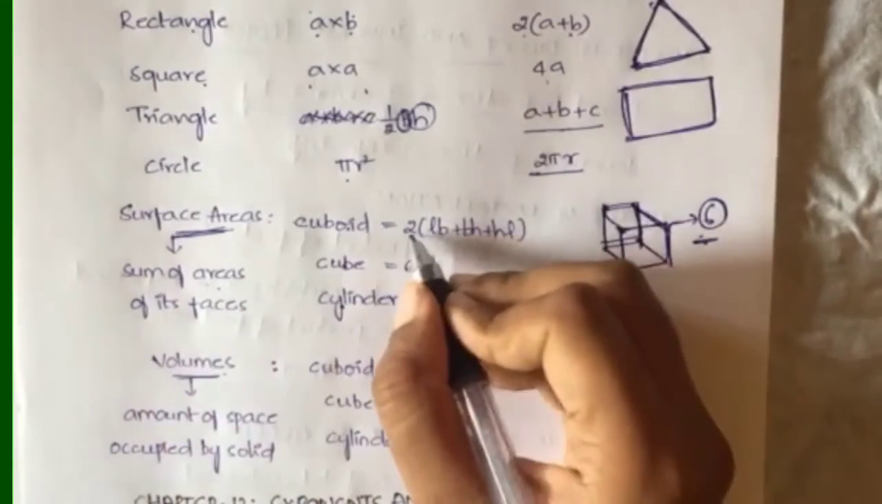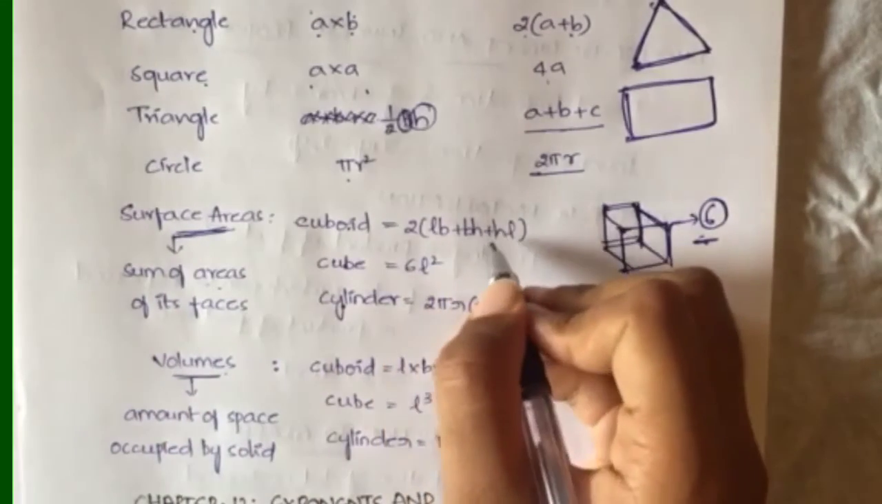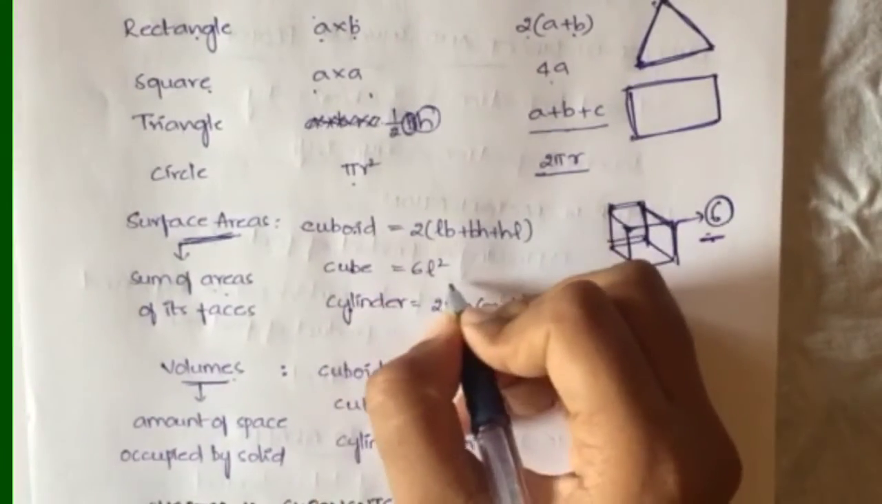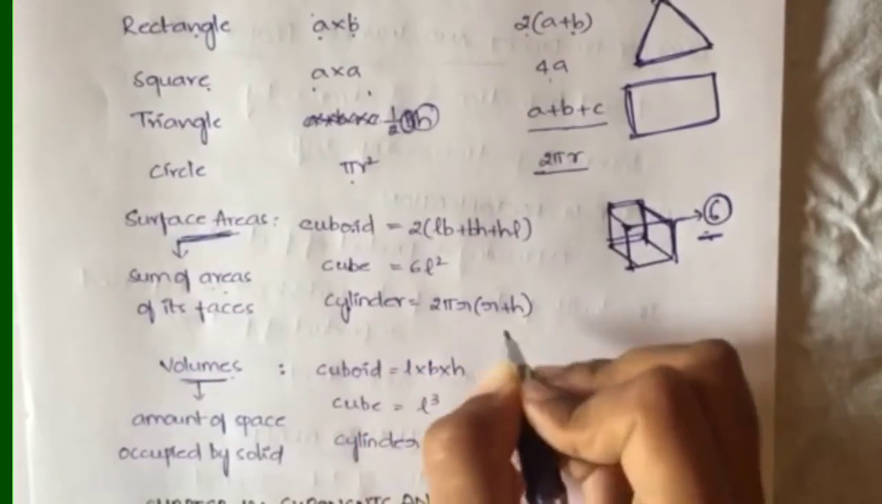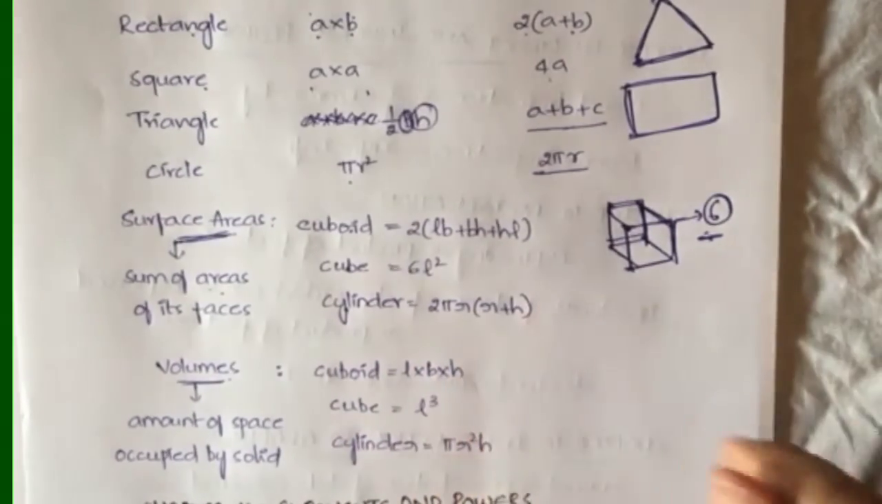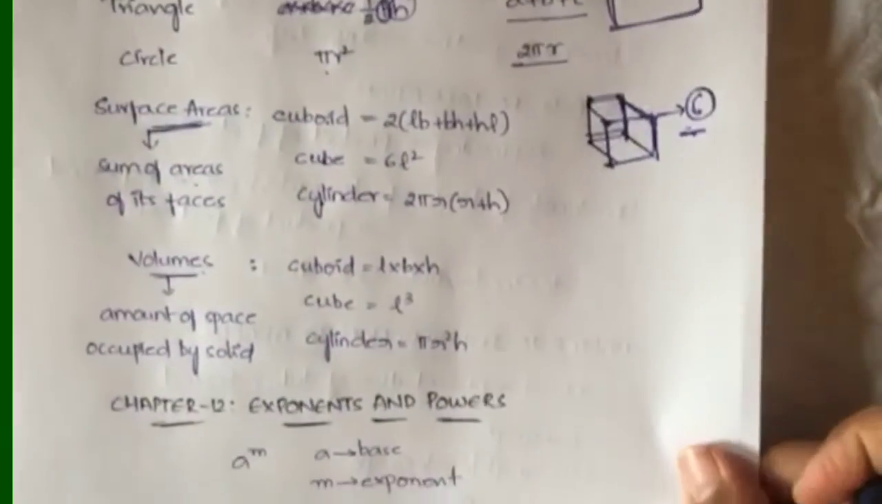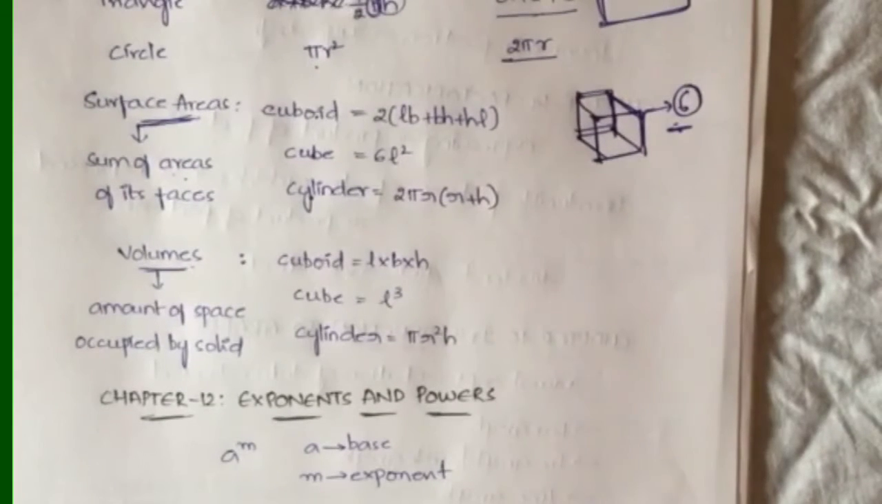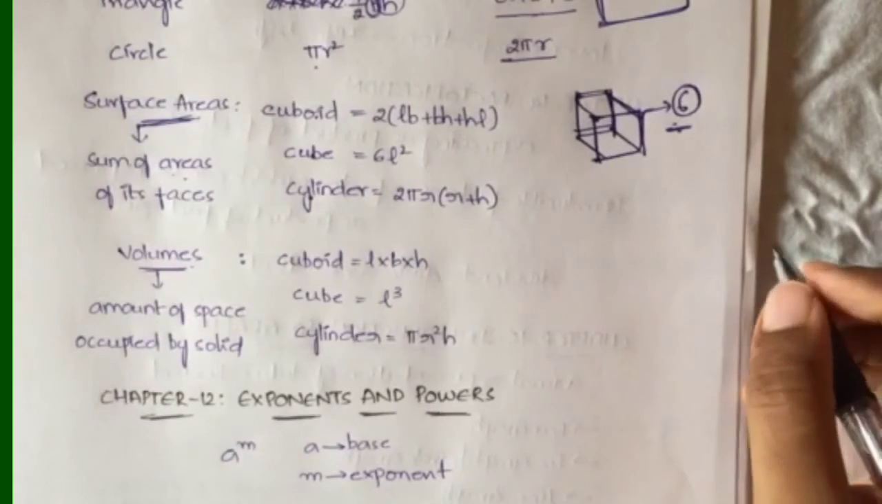For cuboid it is 2 into (LB plus BH plus HL). For cube it is 6L square. For cylinder it is 2 pi r into (r plus h). Clear? So the derivation of these formulas you can learn when we learn about the chapter in detail. Okay, I'll give you the link of the chapter in the description. You can follow from there.